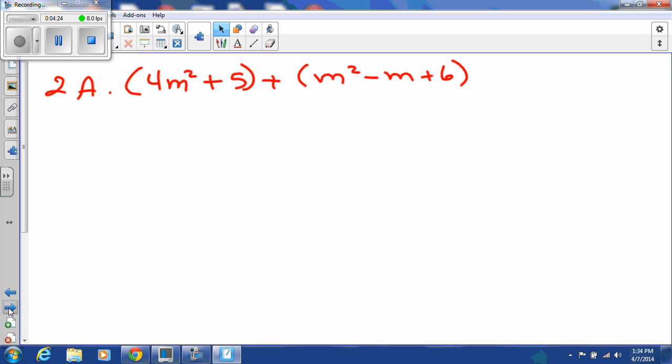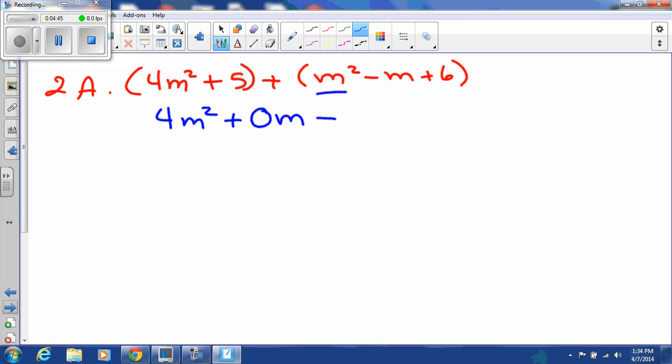A second way to think about this, however, is to add them vertically instead of horizontally. To add two polynomials vertically, you simply line up terms that are like terms. So right underneath the 4m squared, I'm going to put m squared. I'm going to rewrite this for you. 4m squared plus. Now I don't have anything to the m power, but I'm going to put 0m plus 5 so that I have a placeholder.